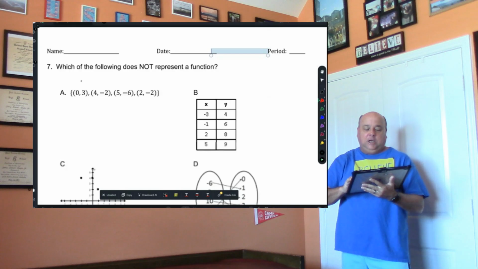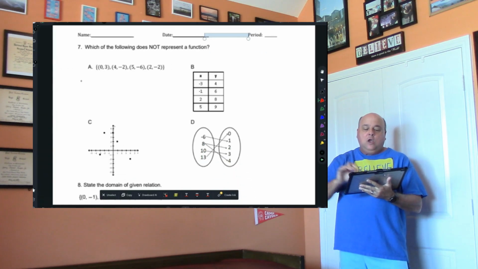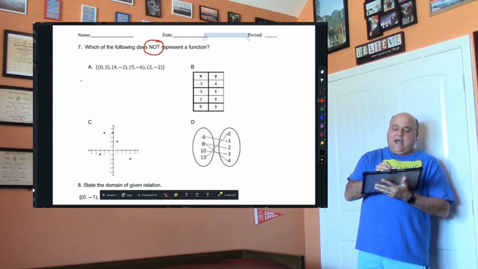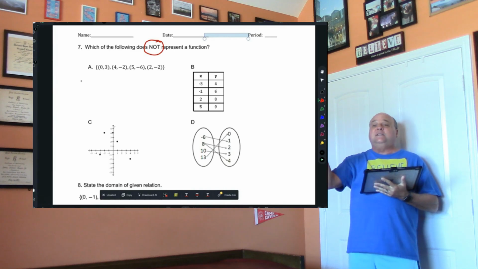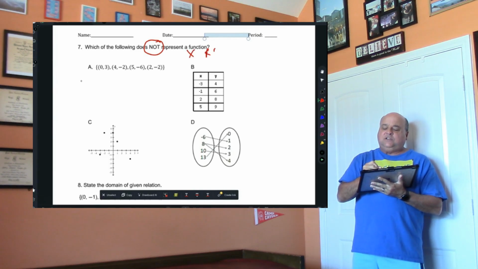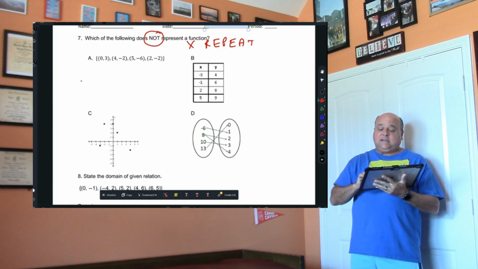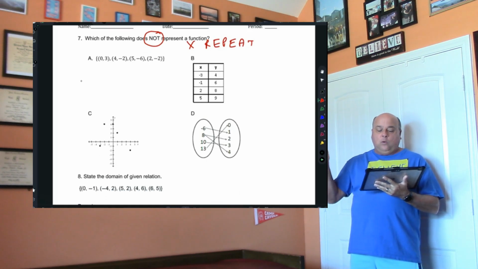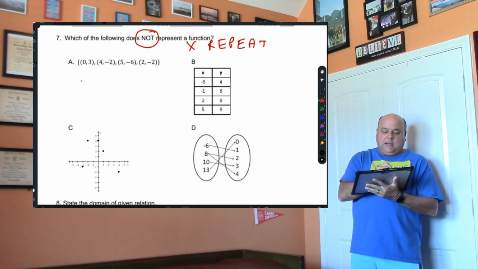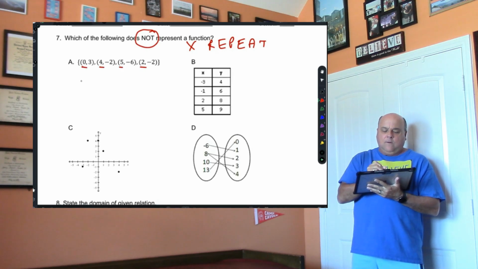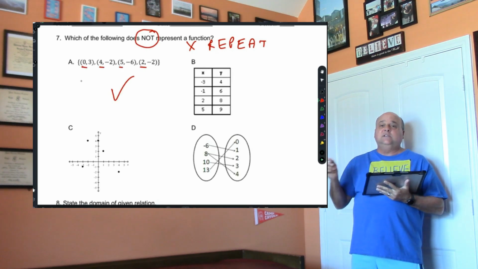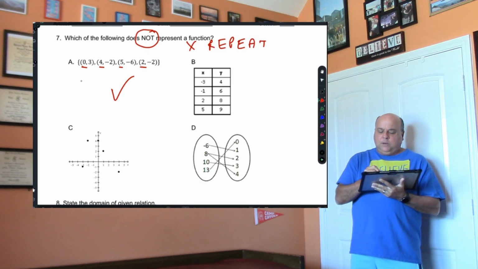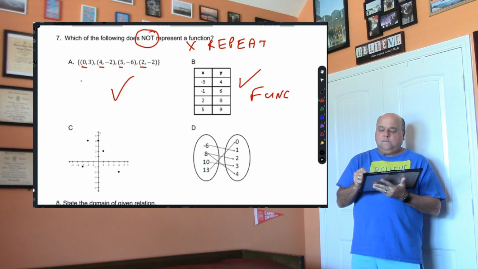Turn the page, okay? Number 7. Which of the following does not represent a function? If it's not a function, the x needs to repeat, okay? If it is a function, the x cannot repeat. So we want to find the one with the x that is repeating. Underline your x's here. None of those repeat. This is a function. What about this one? None of the x's repeat. This is a function, okay?